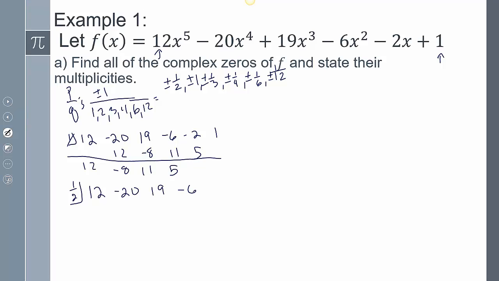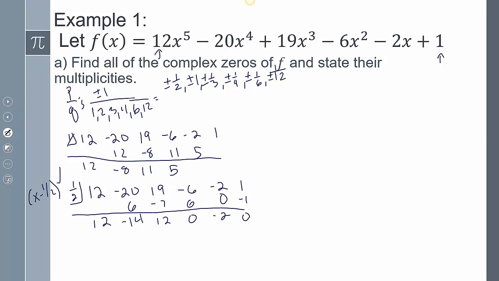So remember, we have to go through and write out all the coefficients. So bring down the 12, multiply, add, multiply, add, multiply, add, multiply, add, multiply, add. So that works. Now, what if there's multiplicity? So I know that this is a zero. This is a factor of x minus 1/2. But I don't know if there's any multiplicity. There might be. And so I have to check 1/2 again.